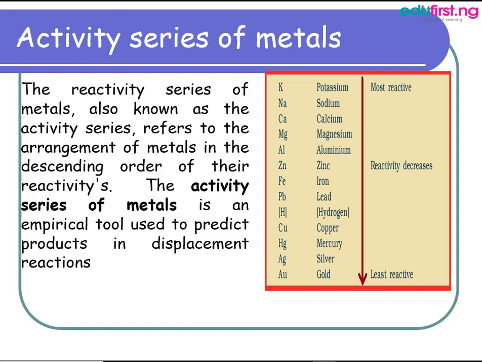Let's take it again. Popular is for potassium, scientist sodium, can calcium, make magnesium, a aluminium, zoo zinc, in iron, low lead, humid hydrogen, country copper, more mercury, satisfactorily silver, and good is gold. So that's a shortcut for you to remember this. You don't need to cram it.